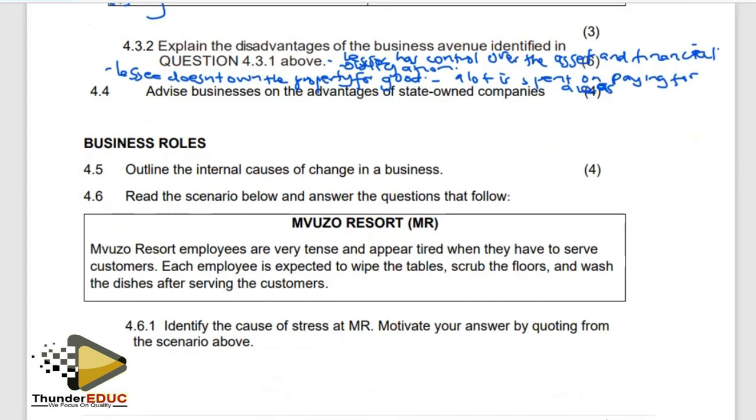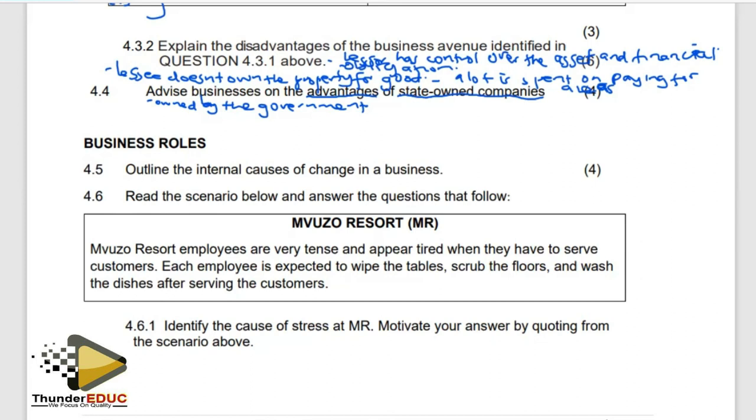Okay, let's look at this. Another question here requires us to advise a business on advantages of state-owned companies. Reminder, the major key aspect in the question is state-owned companies. And they want us to give advantages of state-owned businesses. If we want to remind ourselves, what are state-owned businesses? These are businesses which are owned and operated by the government. The government may employ certain individuals to operate them on their behalf, but the profits and revenues collected go to the state, to the state finances.